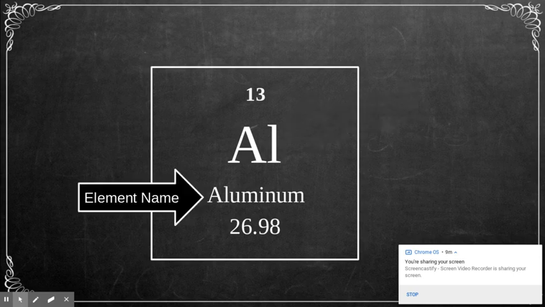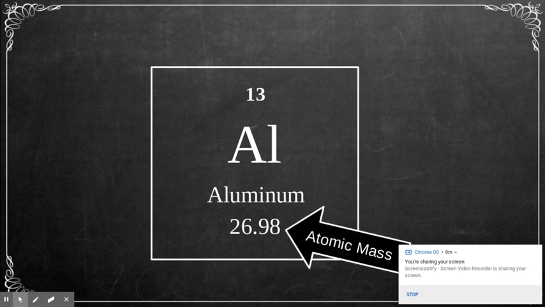You're going to have an element name. So in this case, our element is aluminum. And lastly, you're going to have the atomic mass. So all of this is going to be included on the element square that is on the periodic table of elements.